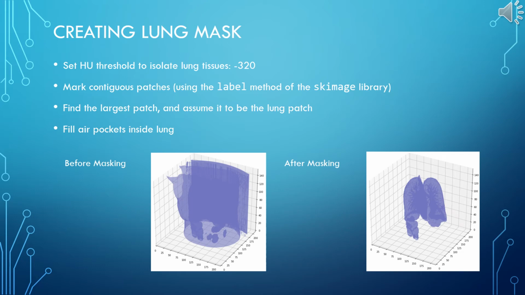Next, I create a lung mask by setting a HU threshold. It can help to isolate lung tissues. Here I give an example of two 3D images to show that the lung tissues are selected out after masking.